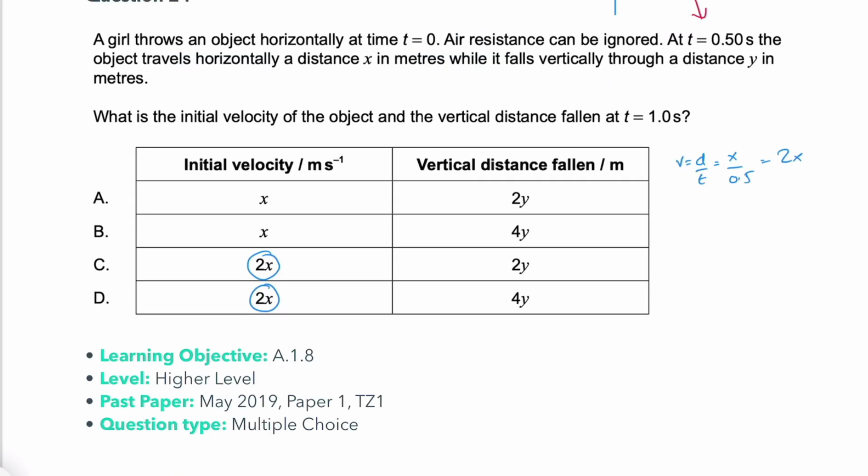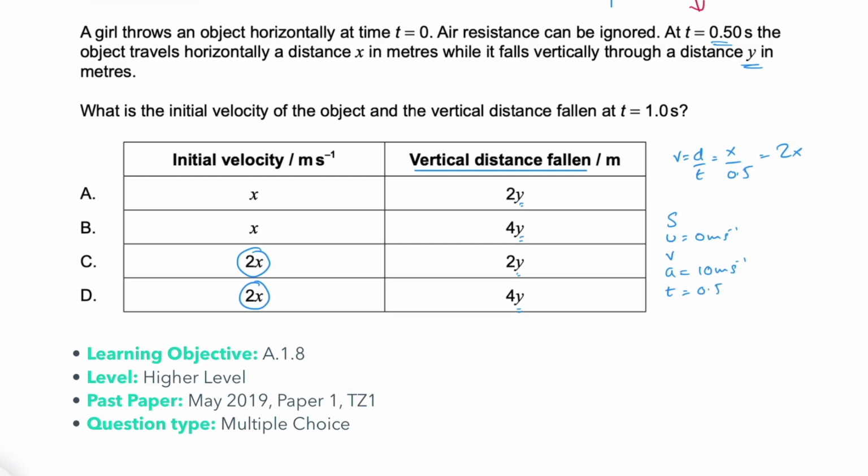To find the vertical distance fallen, we're going to have to take two calculations into account. First of all, we're looking at vertical velocity only, so we'll be using the SUVAT equations. And because the answers are given in terms of y, we first need to work out what y is. So we know that the initial vertical velocity of this object will be 0 meters per second. Don't really care about the final velocity. We know that the acceleration is 10 meters per second squared, and I'm using 10 because it's a multiple choice question. And our time here is 0.5 seconds.